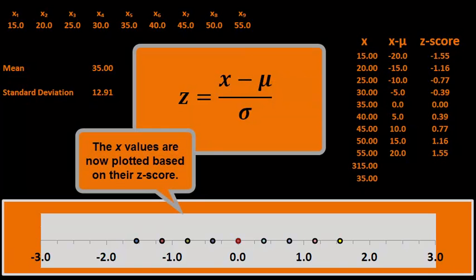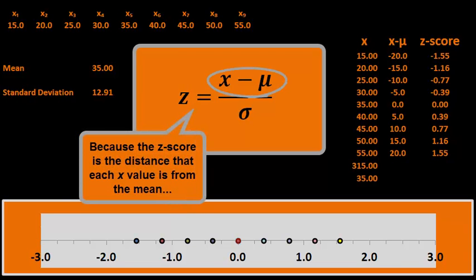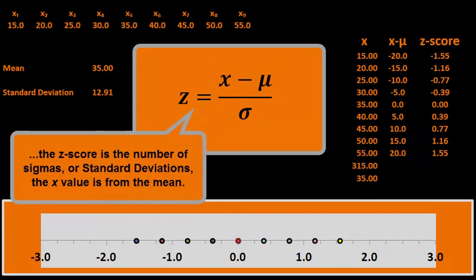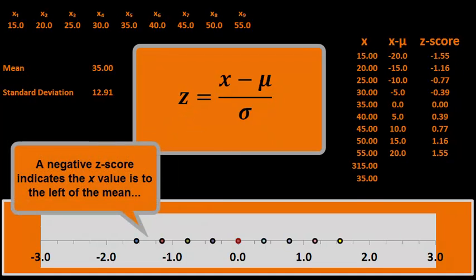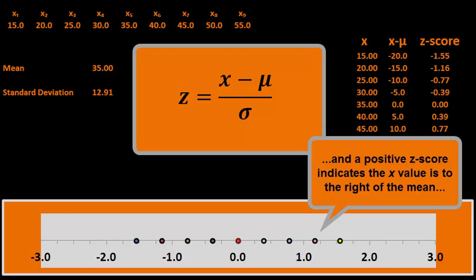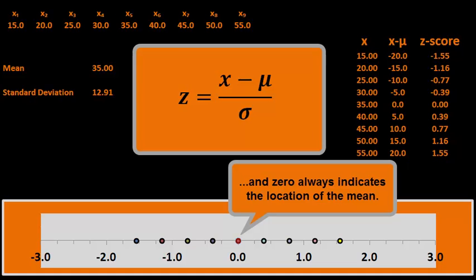The x values are now plotted based on their z-score. Because the z-score is the distance that each x value is from the mean, divided by sigma, the standard deviation, the z-score is the number of sigmas or standard deviations the x value is from the mean. A negative z-score indicates the x value is to the left of the mean, and a positive z-score indicates the x value is to the right of the mean. And 0 always indicates the location of the mean.